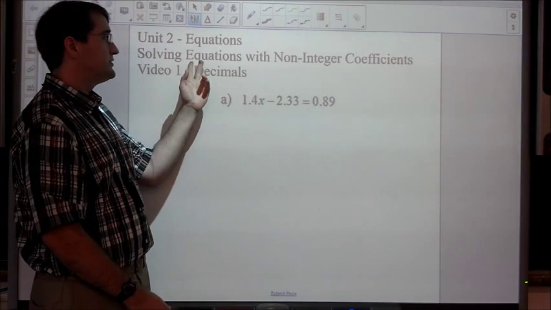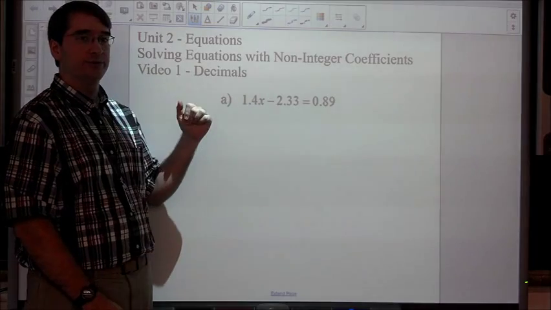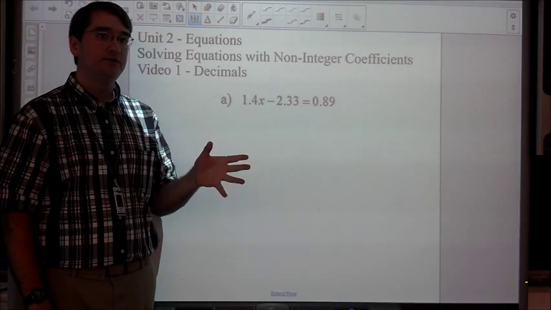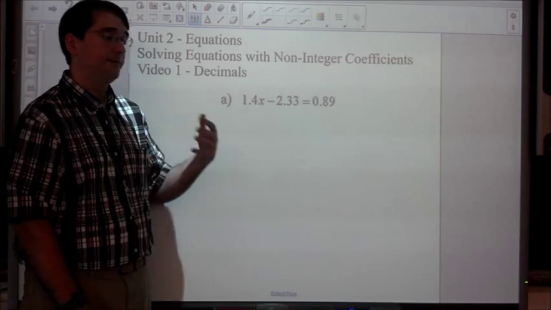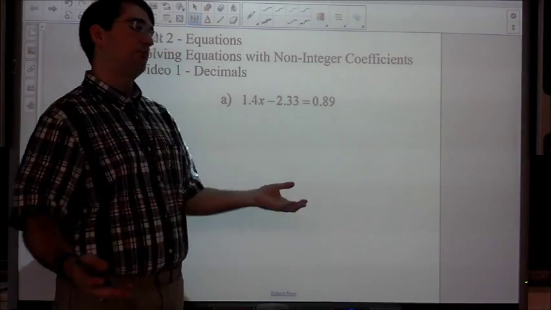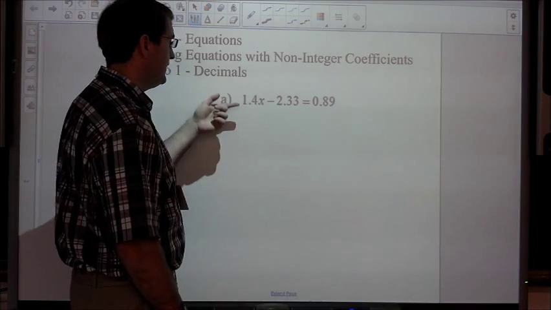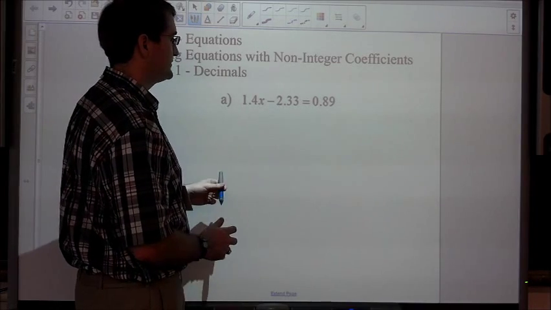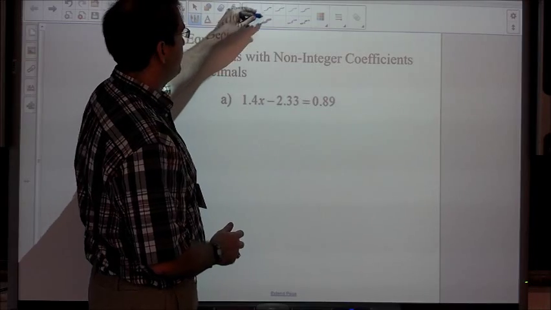When we're solving an equation, we're trying to figure out what x is equal to. It doesn't matter what kind of numbers you have in that equation, whether they're whole numbers, fractions, or decimals like this. The general process is exactly the same. We have 1.4x minus 2.33 equals 0.89.